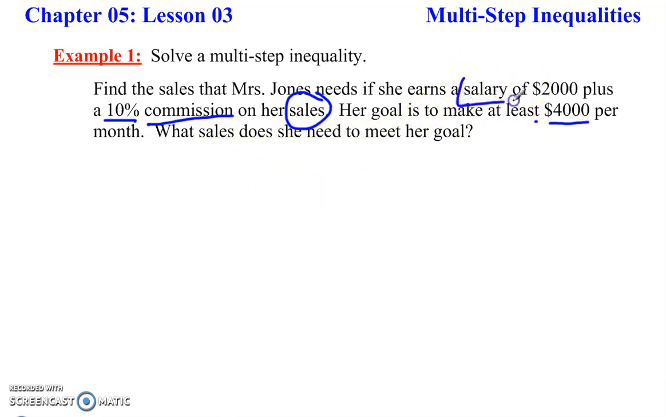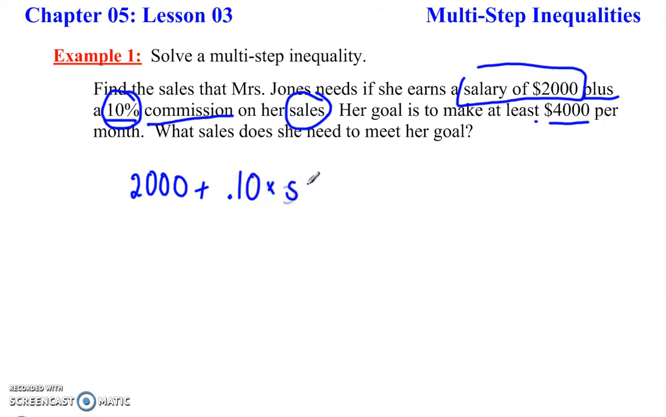So she earns a salary. That means she gets the $2,000 no matter what. So we can start with that. $2,000 plus, they're nice enough to put that word in there for us, plus a 10% commission on her sales. So 10%, anytime we calculate with percents, we change that to a decimal. So 0.1, you can think of it as 0.10, but we don't really need that zero there. 0.1 times the amount of sales.